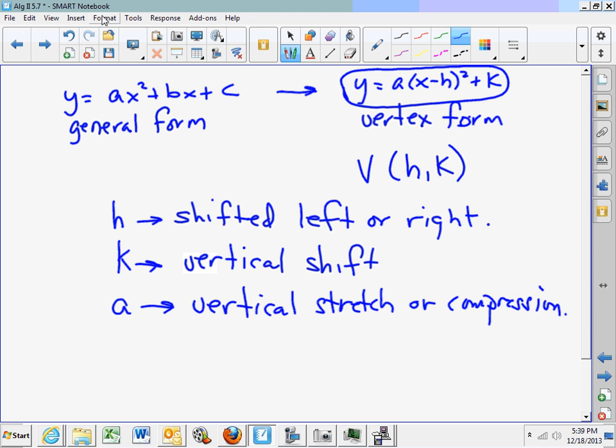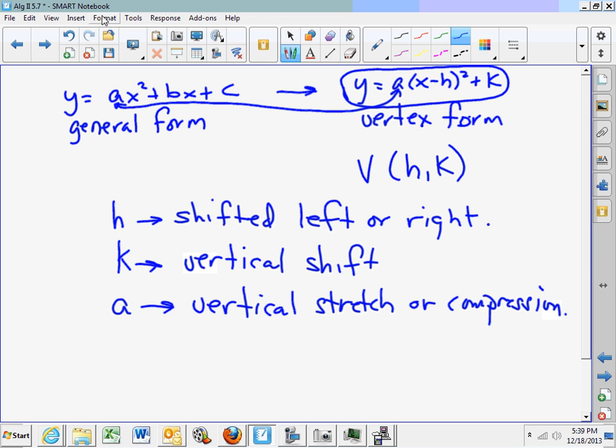Now, first thing to notice is that a in general form, the coefficient of the x squared, and a in vertex form are exactly the same number. So if you have general form and you translate into vertex form, the a's will be the same. Or if you have vertex form and you translate into general form, the a's will be the same.